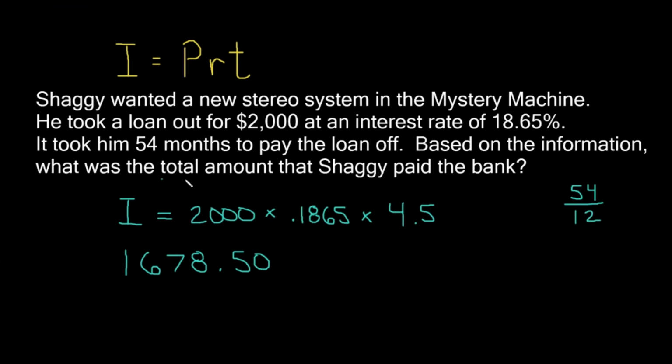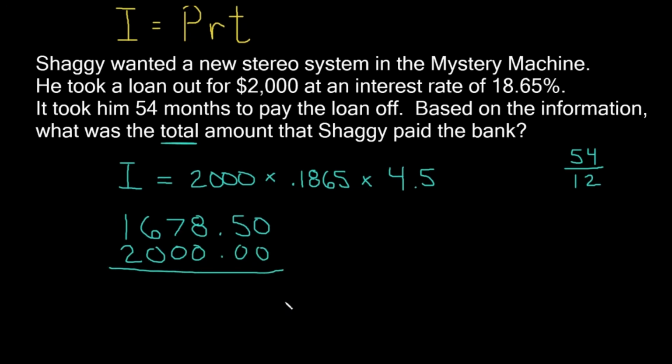But they want the total amount. So we need to add the principal here to the interest to figure out what the total amount that Shaggy paid for the stereo system in the Mystery Machine. So we can add 2,000 to this, and this is a very simple addition problem. So the total amount that Shaggy paid for this loan was $3,678.50. $1,678.50 of that was all interest.